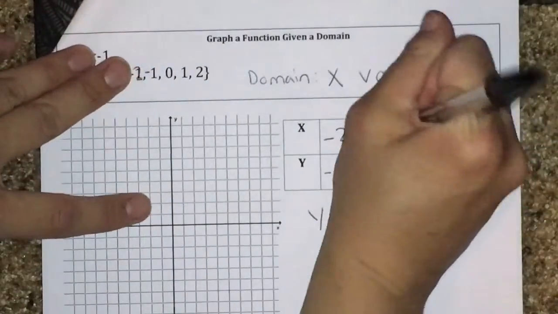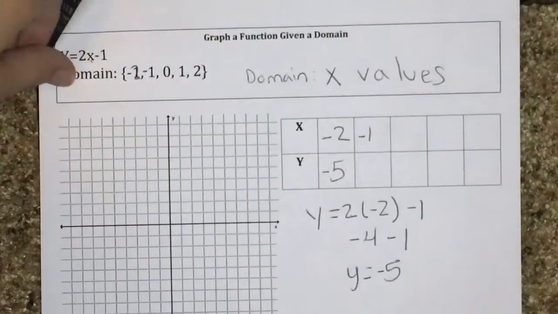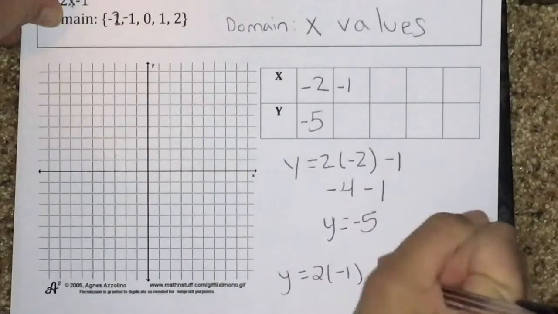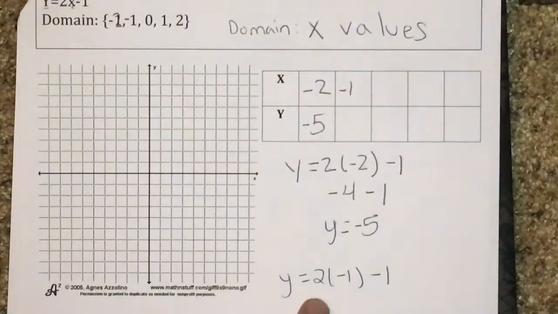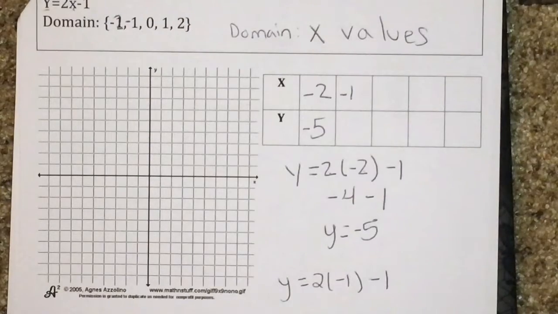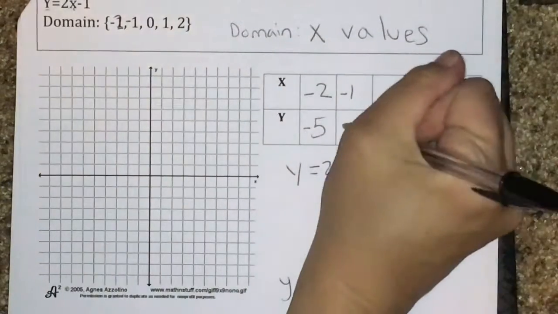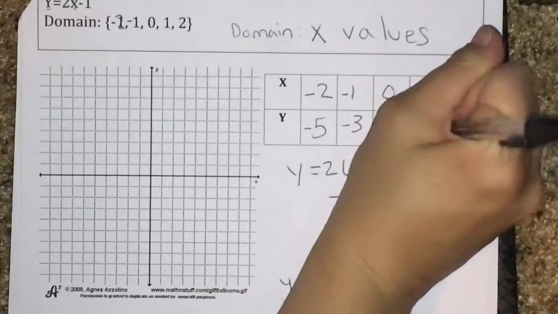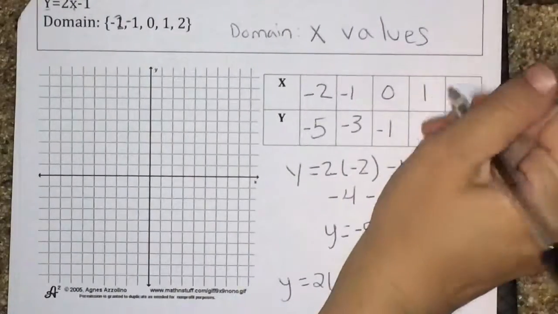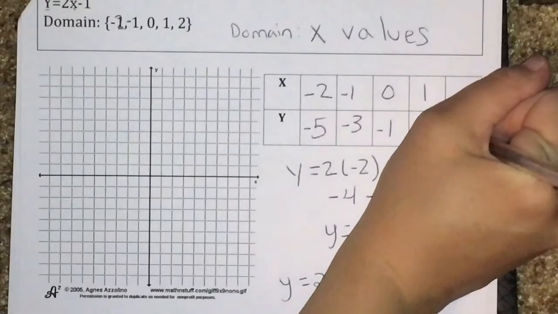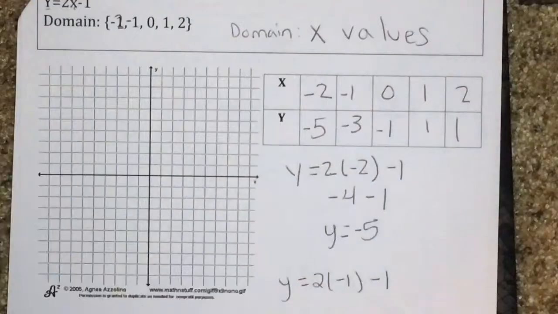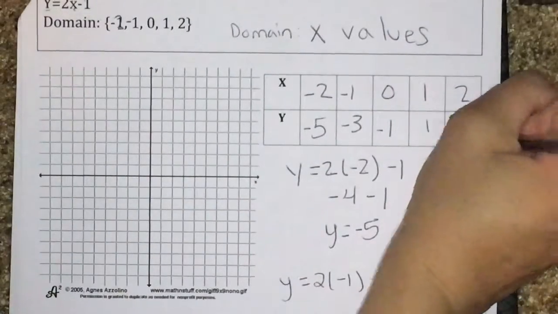Do the same thing with -1. If we plug in -1, y equals 2 times -1 minus 1. 2 times -1 is -2. -2 minus 1, -3. And so on. You would go ahead and keep doing all of that work. And then you would just graph those coordinates, okay?